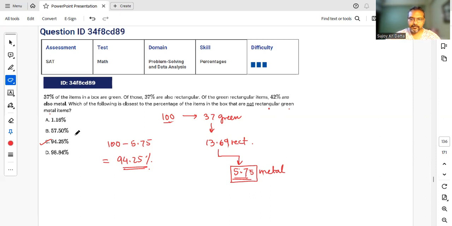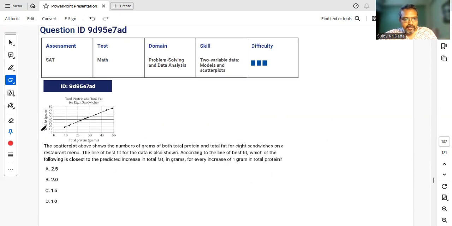Let's go on to the next question. So we have a scatter plot again. It shows the numbers of grams of both protein and total fat for each sandwich. So protein here and fat there, and a line of best fit is drawn. According to the line of best fit, which of the following is closest to the predicted increase in total fat for every increase of 1 gram of protein?